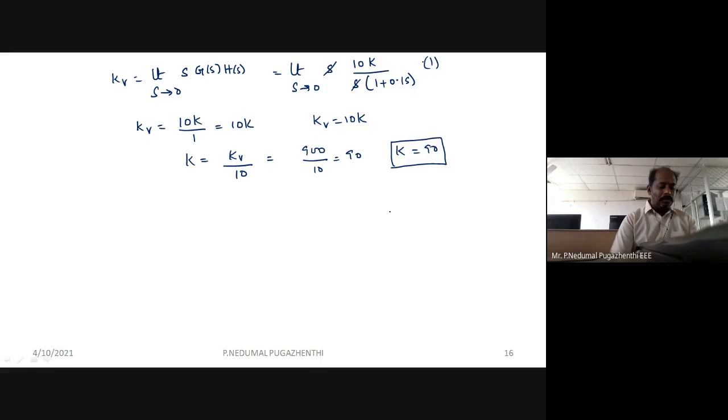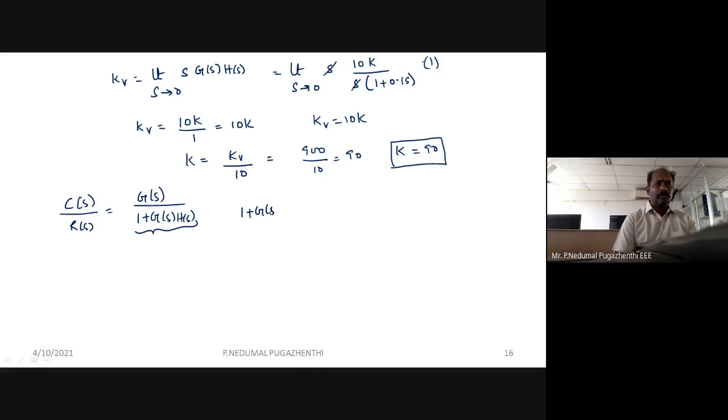So I got my value for k. One part is over. The second part is I am supposed to find the damping ratio and the undamped natural frequency. What would be the methodology? I know the general form of a closed loop transfer function, C of s by R of s is equal to G of s divided by 1 plus G of s H of s, and this gives my characteristic equation.